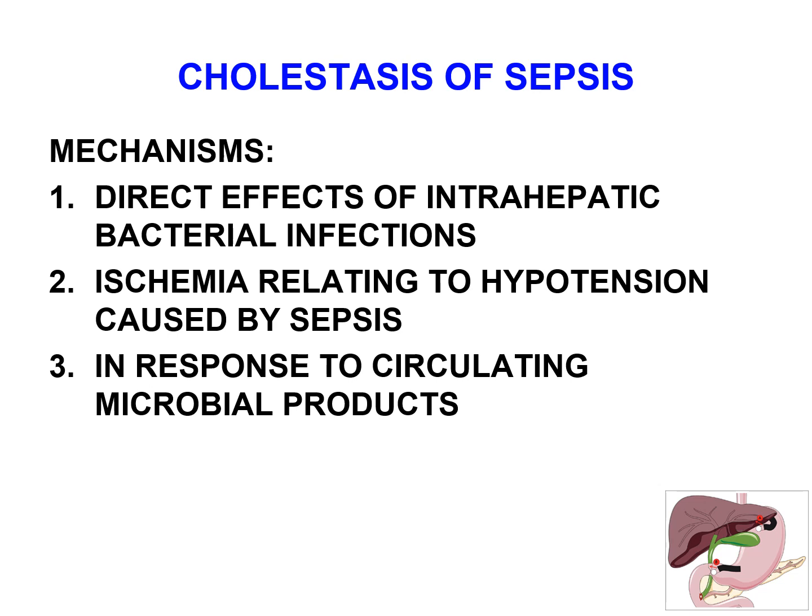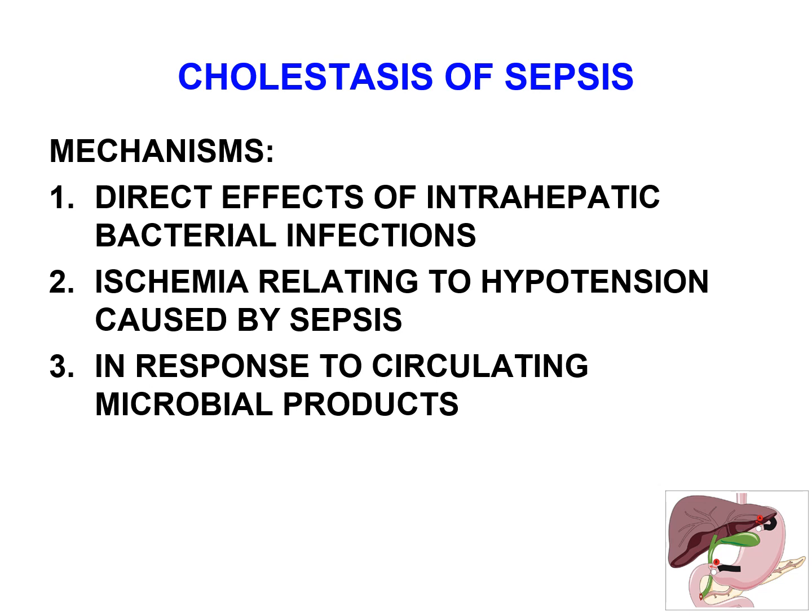First, through direct effects of intrahepatic bacterial infections such as abscess formation or bacterial cholangitis. Second, from ischemia relating to hypotension caused by sepsis, particularly when the liver is cirrhotic. And third, in response to circulating microbial products. The latter effect is most likely to lead to the cholestasis of sepsis, particularly when the systemic infection is caused by gram-negative organisms.